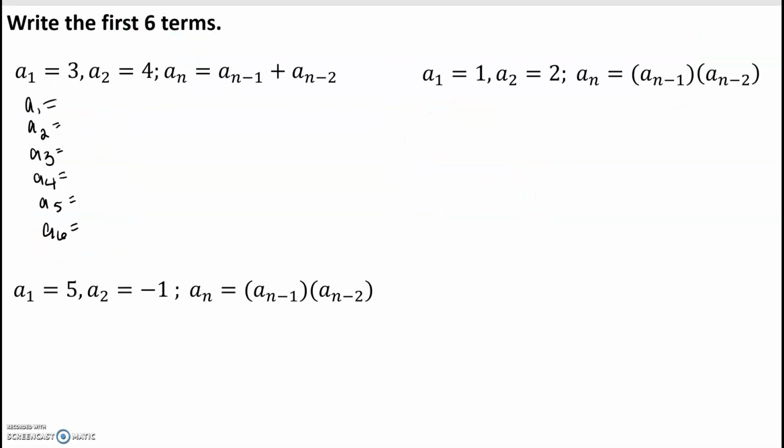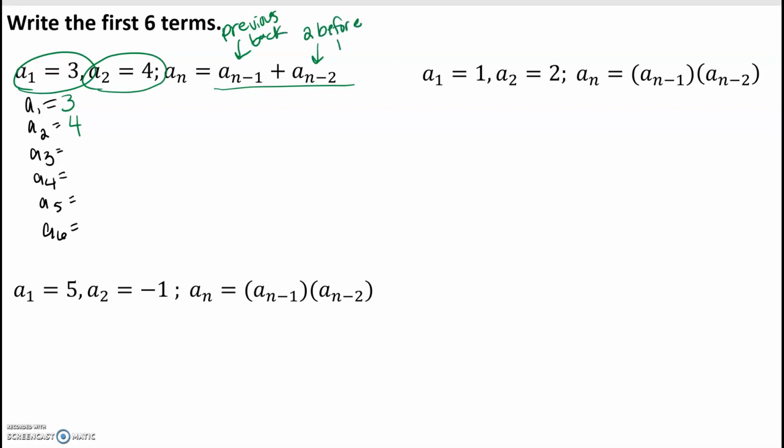On the next problems, I'm going to write the first 6 terms. It does go ahead and tell me the first 2 of them. So I have 3 and 4. And then in order to figure out the next terms, it says add those together. So this is my previous term. And this is 2 before. So if I go back 1, this is like going back 2. So to get my third term, I'm taking my previous term, which is 4, plus my term 2 ago, back 2, which is 3, so this would get me 7.